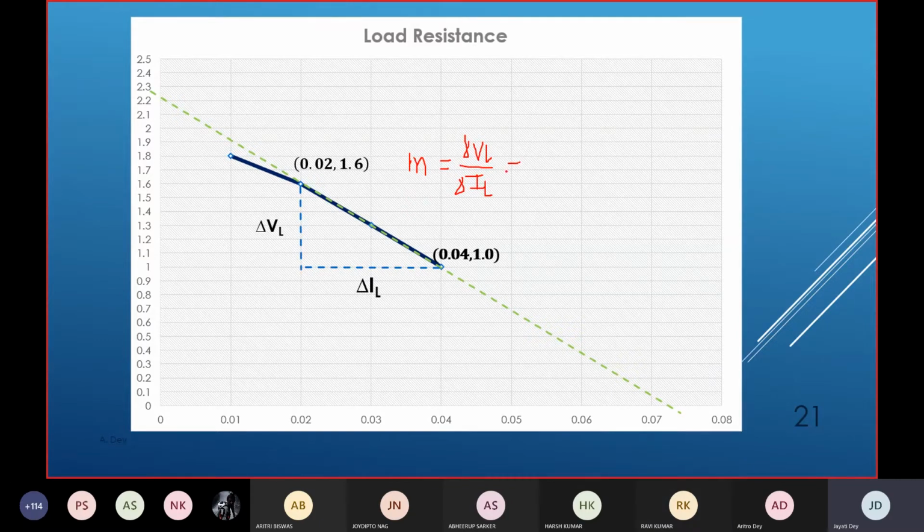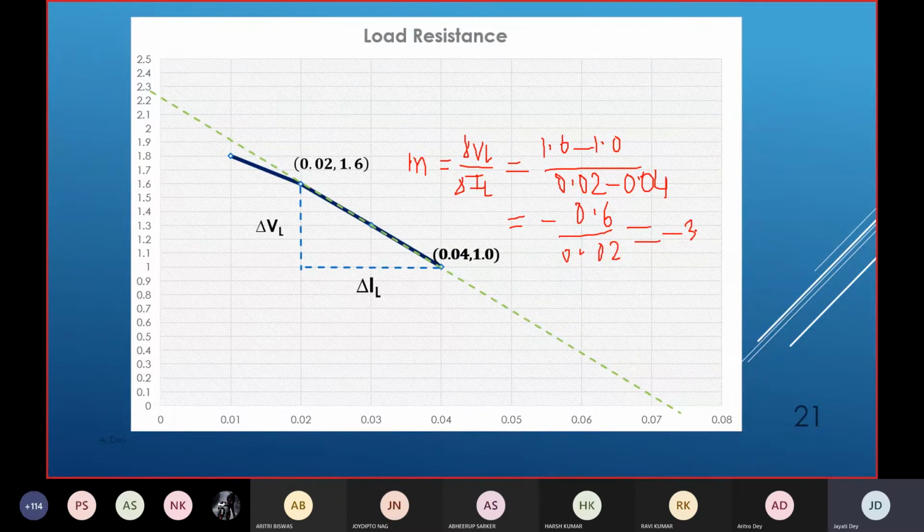What is the change in VL? This is 1.6 and this is 1.0, so 1.6 minus 1.0, and the current is 0.02 minus 0.04. Am I correct? So 0.6 divided by minus 0.02. How much is this? This one is minus 30. We already said that the slope is equal to minus RThevenin.